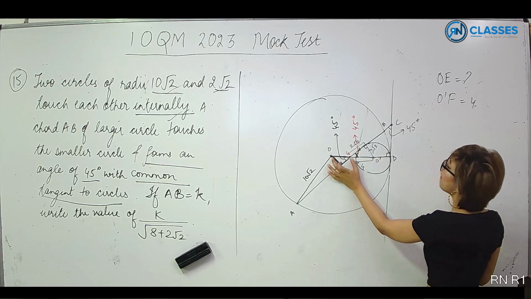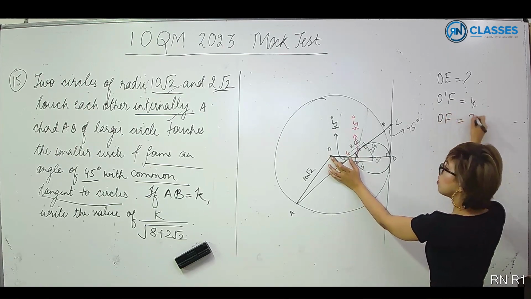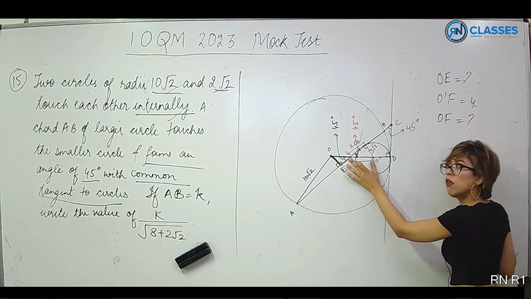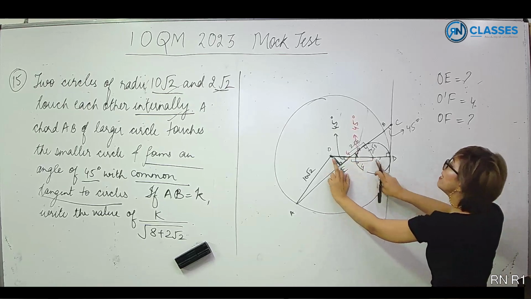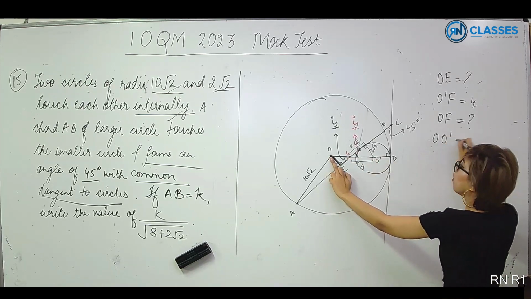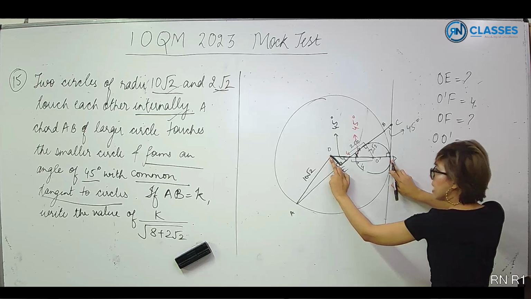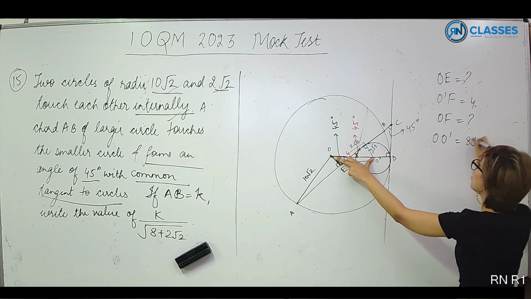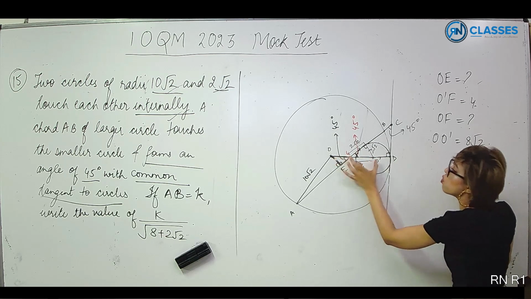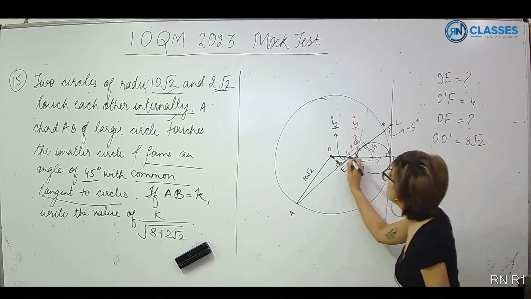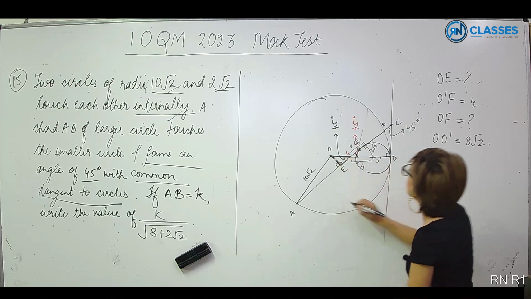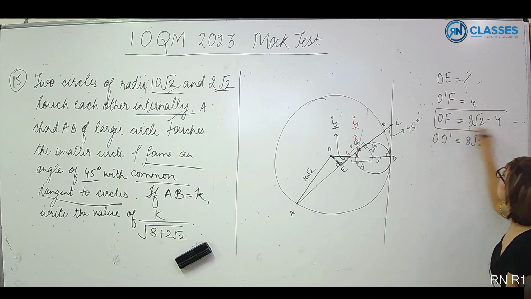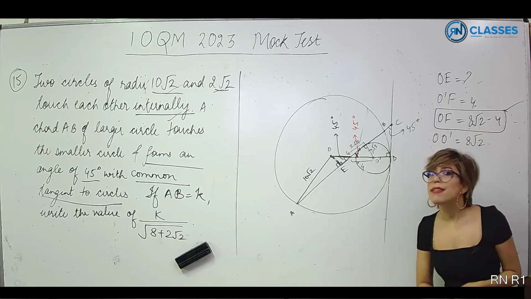Now, I think OF I can easily find out. How? You already know this length now. This is 4. By any chance, do you know what this length is? O dash. Now, mind this entire thing is 10 root 2. This is 2 root 2. Distance between the centers would be nothing but 8 root 2. This length is 8 root 2. This is 4. So, that means this length, OF, is nothing but 8 root 2 minus 4. I think my problem is done now.